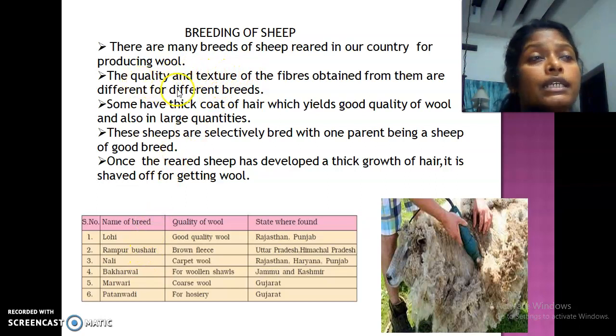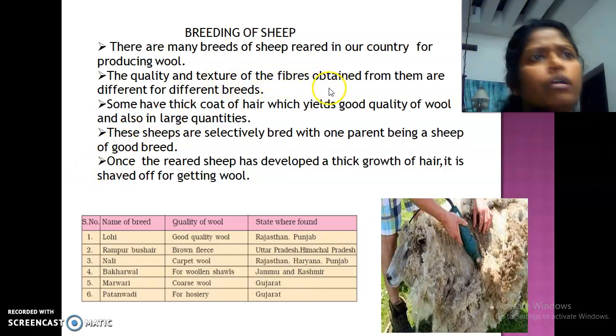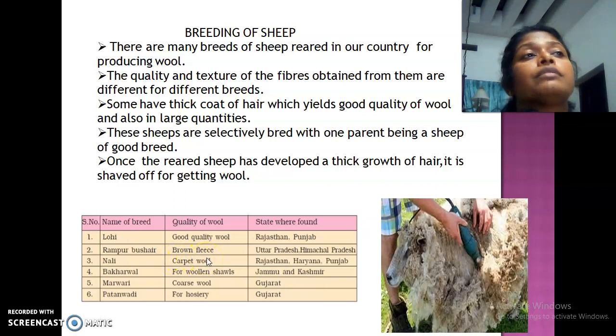Now the quality of the wool and the texture of the fiber which we obtain from them are of great importance, and it differs from one breed to another. Lohi will give good quality wool, but we will not get that type of quality from Rampur Bushair, because it has brown hair. So different breeds give us different quality and texture.